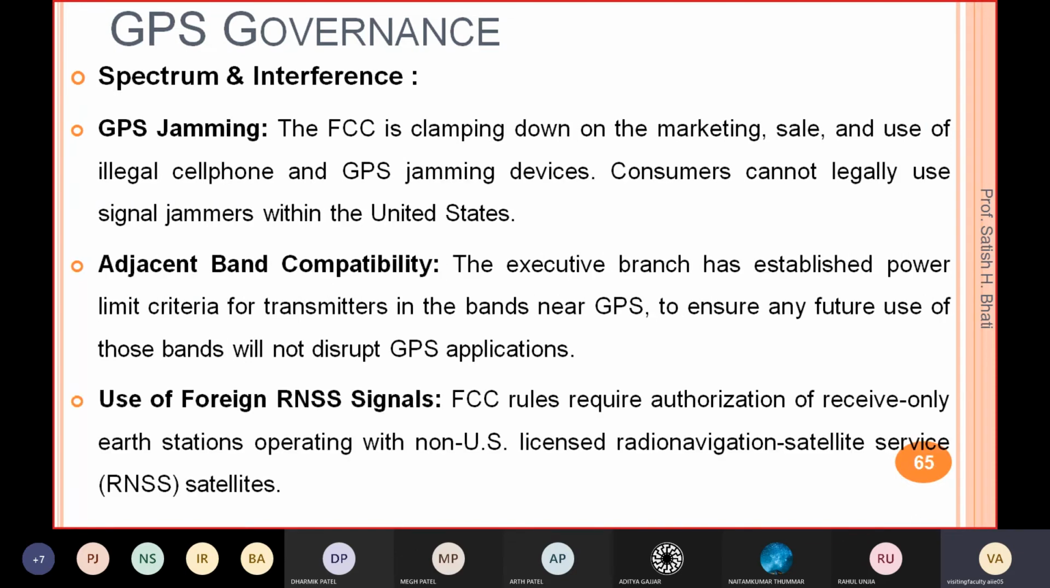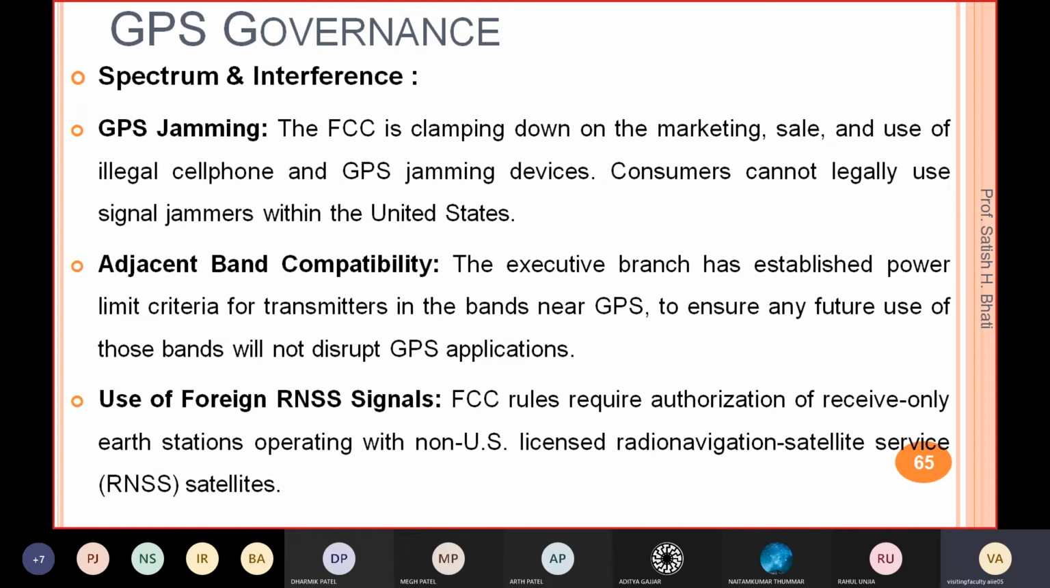So on GPS jamming, the FCC is clamping down on the marketing, sales, and use of illegal cell phone and GPS jamming devices, right? The consumers cannot legally use signal jammers within the United States, U.S.